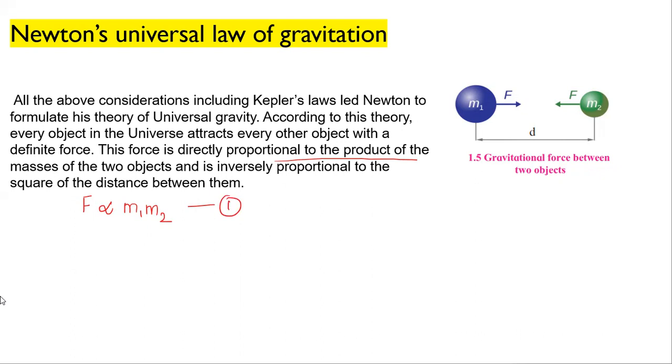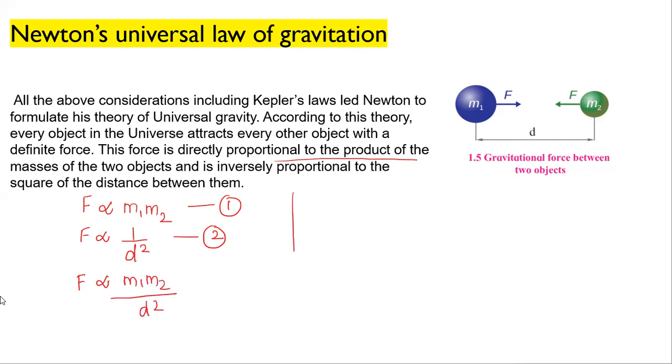And also, it is inversely proportional to the square of the distance between them. Inversely proportional means that it should come in the denominator. Here the distance is d, so d square will come. So 1 upon d square, equation number 2. Now see the LHS of these equations, F. So we can combine the equations. That is, F proportional to m1 m2 upon d square.